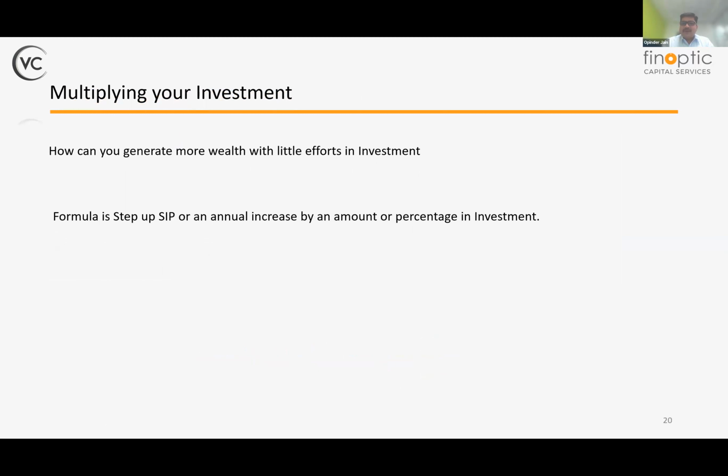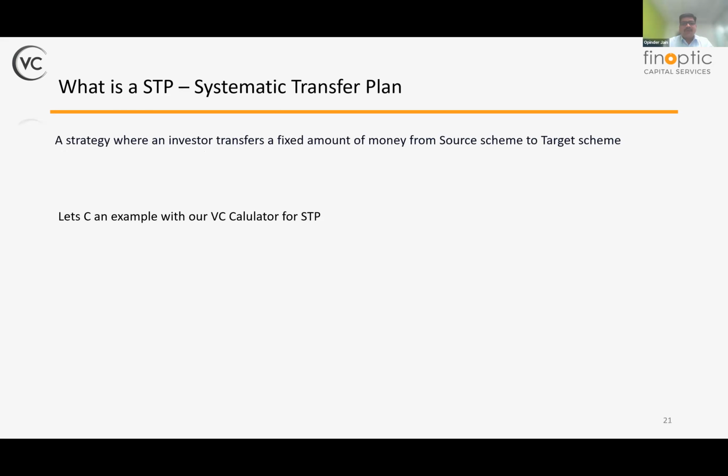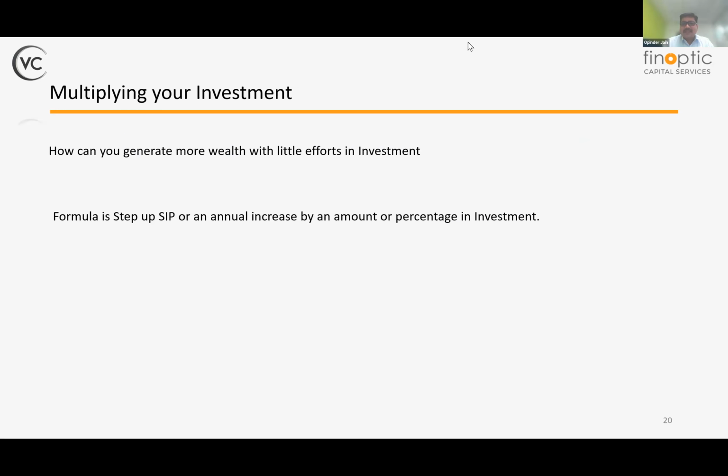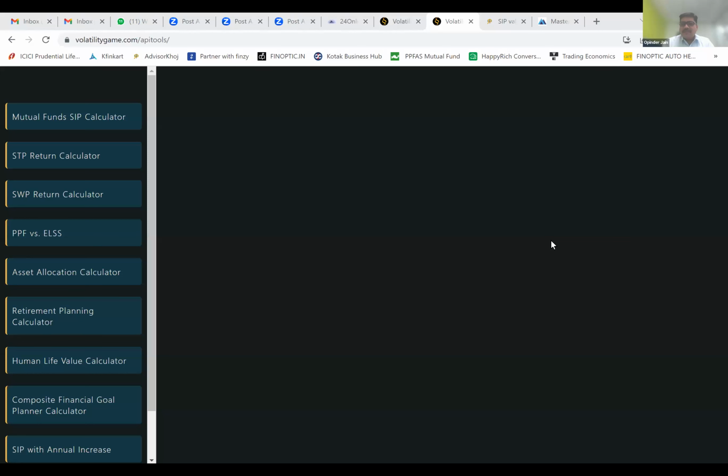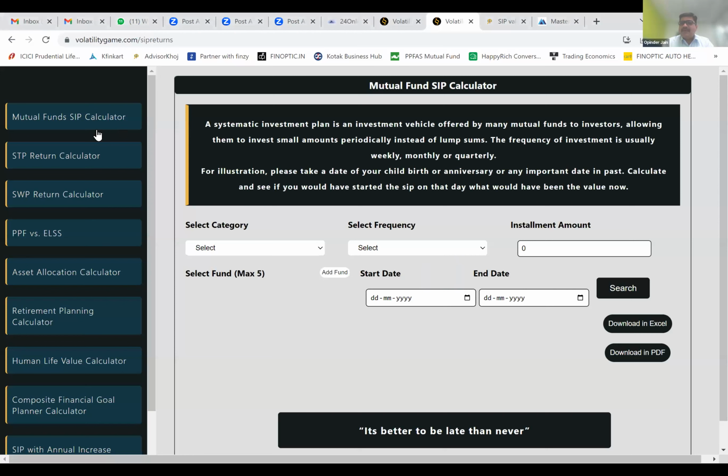You increase your SIP amount, either by a percentage or an ad hoc amount, every year, and see how you can reach your gains. So let us take an example here. We have a wonderful tool on our VC dashboard, which is the Volatility Coaches SIP tool. Can everyone see this? Great. So we're talking about our mutual fund SIP calculator.